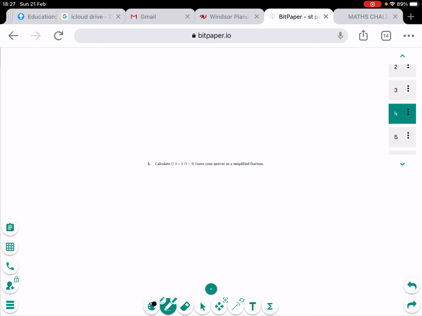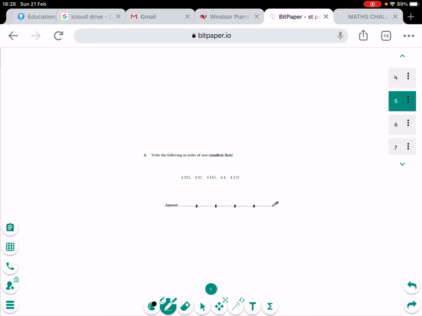For question 3, it says 2.3 plus 3.7. So you first do the brackets. So that's 6. So 6 divided by 9 as a simplified fraction is 2 over 3. That's our answer. So 2 over 3 is the answer for question 3.